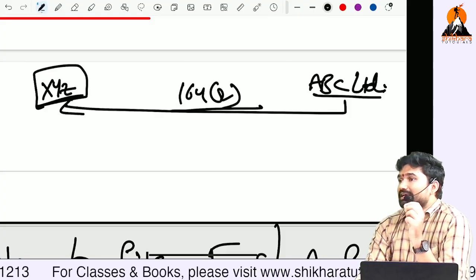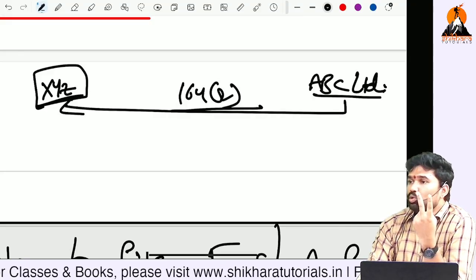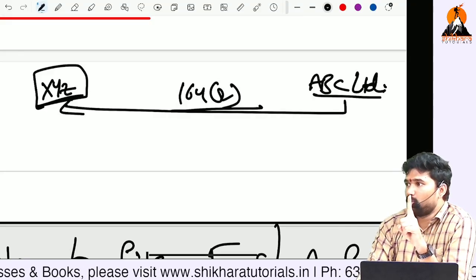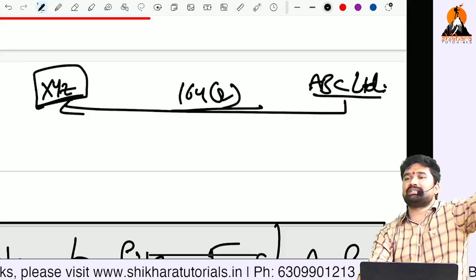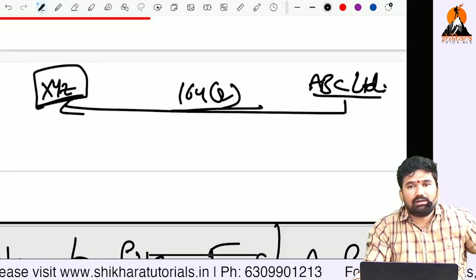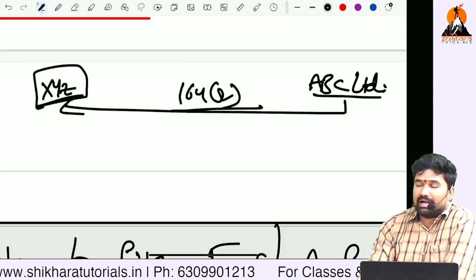164.2. It is a very tricky section. Understand carefully. There are two tricky points. First tricky point regarding the disqualification. For which companies does disqualification apply? All companies. Not to all companies.